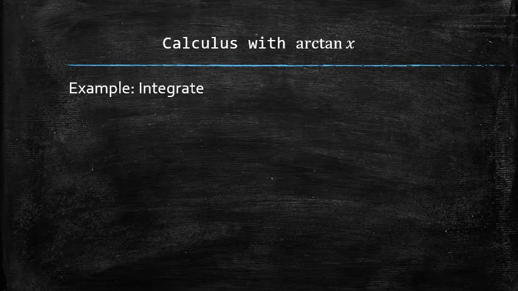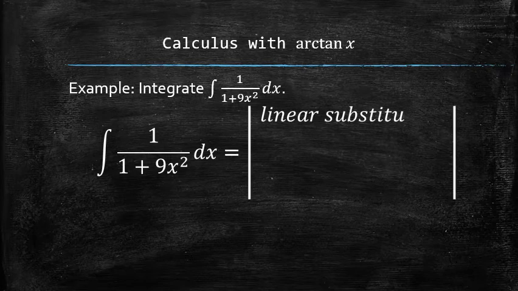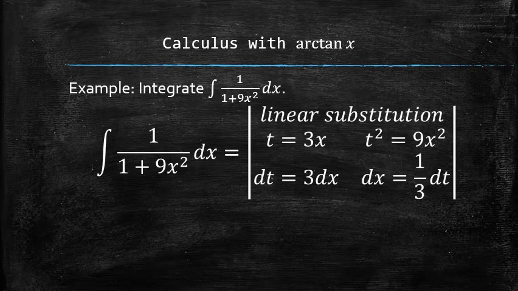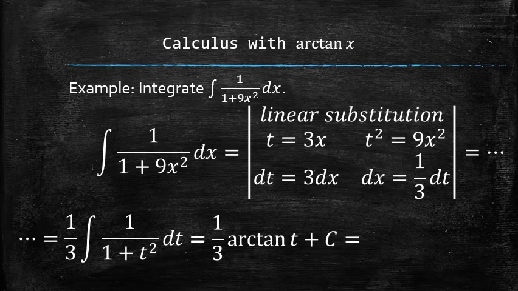Let's do an example of a linear substitution. We set up the linear substitution by setting t equal to 3x and finding the differential of t and expressing dx in terms of dt. As a result, we have a simple indefinite integral in terms of t. We continue with the integration process by finding the antiderivative and replacing t with the original function.